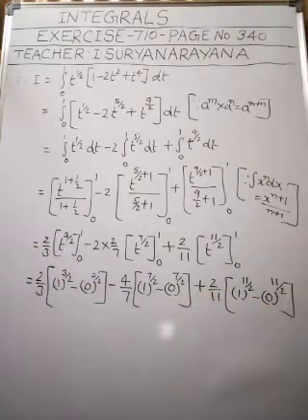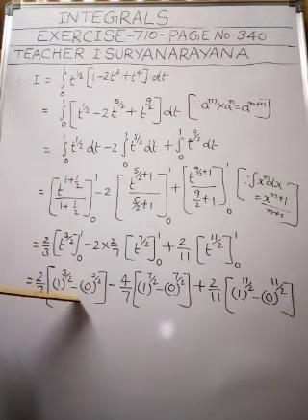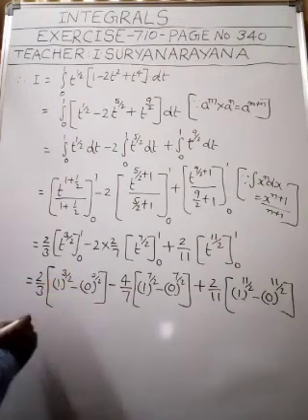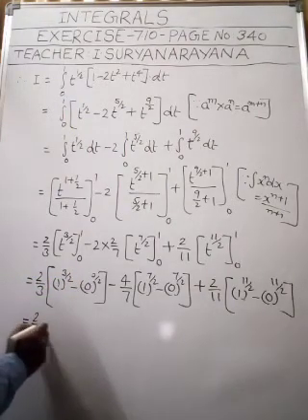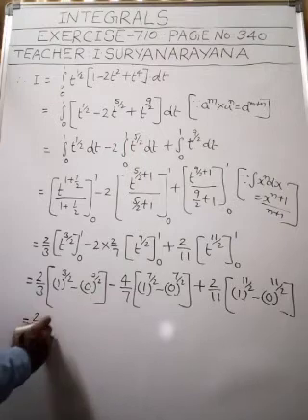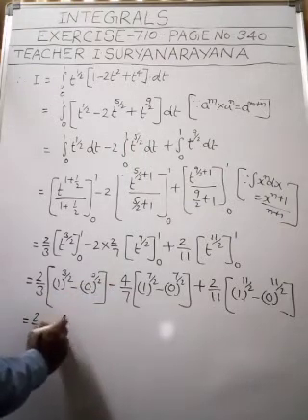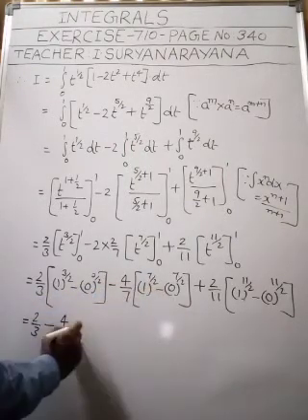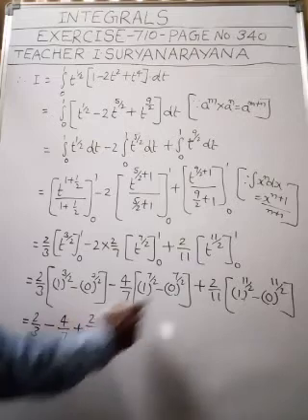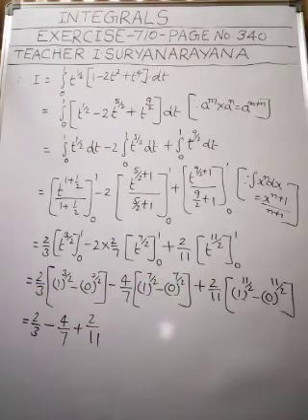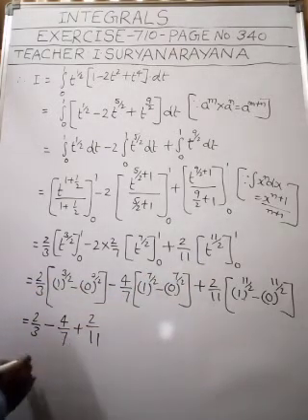Now let us simplify. The integration part is also over. The upper limit minus lower limit part is also over. Now the simplification part is left. What do you get? 2 by 3 into 1, minus 4 by 7 into 1, plus 2 by 11 into 1 only. Now simplify these three numbers.